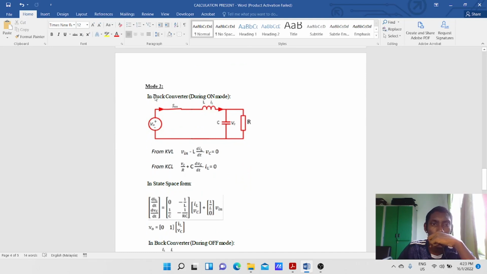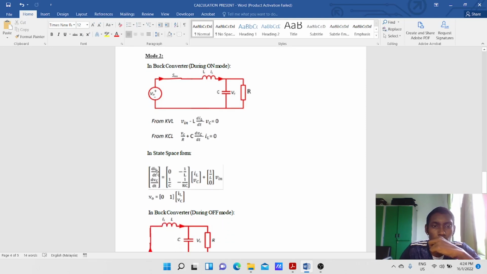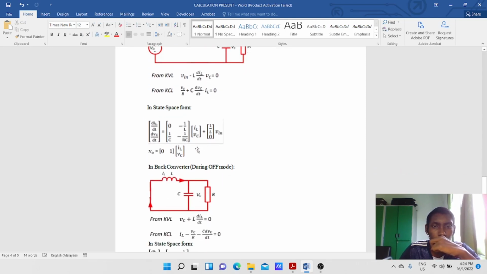For mode 2, in buck converter during on mode, as you can see the KVL formula is slightly different if you compare with the boost converter. For KVL the equation is Vin minus L diL/dt minus Vc equals 0, whereas for KCL, Vc over R plus C dVc/dt minus IL equals 0. So for state space form, these are the formula.